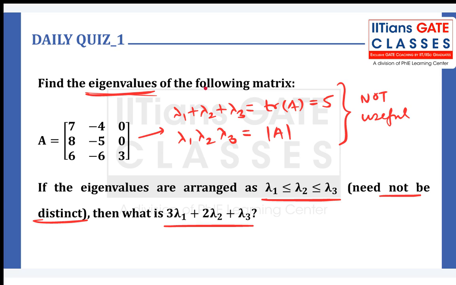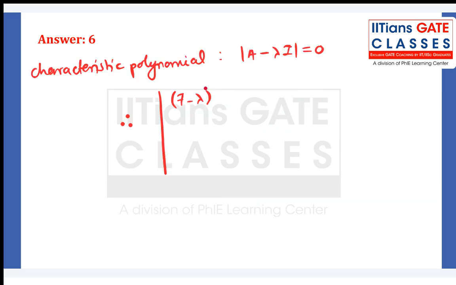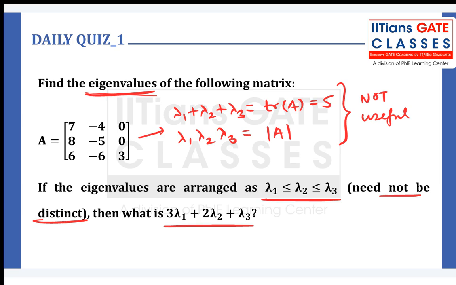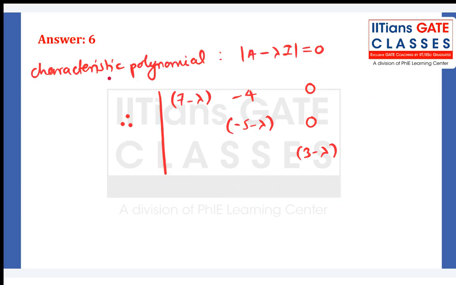The only difference will be that the diagonal elements will each be subtracted by lambda. So 7 minus lambda, then minus 5 minus lambda, and then 3 minus lambda. These two are 0, 0, and the first one was minus 4. The off-principal-diagonal elements do not change, they remain as they are. So it was 8, 6, and minus 6. And this determinant must be 0.